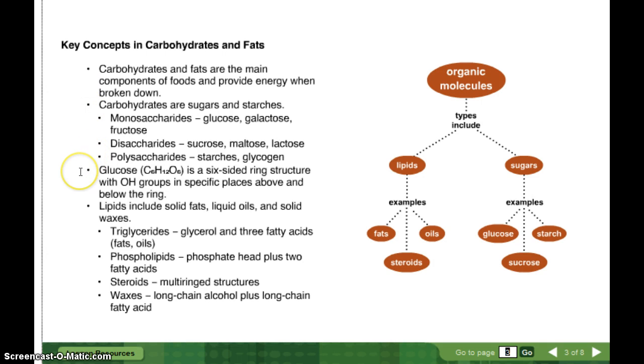We have glucose, which is C6H12O6, is a 6-sided ring structure with OH groups in specific places above and below the ring. Lipids include solid fats, liquid oils, and solid waxes. You can have triglycerides, glycerol, and 3 fatty acids, so fats and oils. Phospholipids, phosphate head plus 2 fatty acids, like in your cell membranes. Steroids are multi-ring structures, and waxes are long-chain alcohol plus long-chain fatty acids.